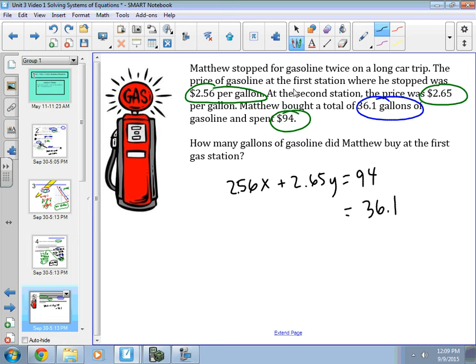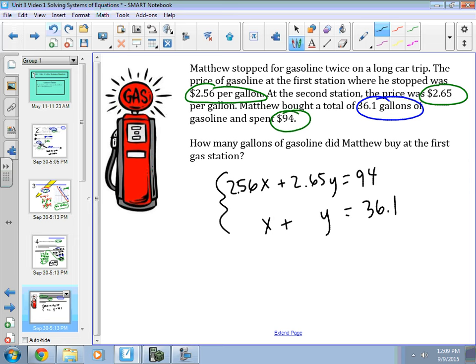X and Y are the number of gallons from each station. Station X or station 1 and station 2. So in this case, all we got to do is put X plus Y, because X and Y are the number of gallons. The number of gallons times the dollar amount here is going to give you the price. So we're dealing with number of gallons. So these become our two equations. Now we want to solve this.